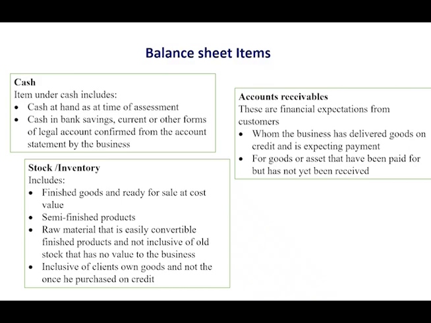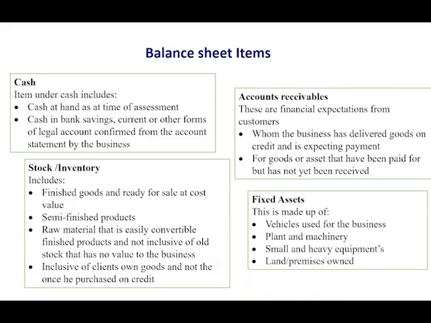Stock or inventory includes finished goods ready for sale at cost value, semi-finished products, and raw material that is easily convertible to finished products, and not inclusive of old stock that has no value to the business. It is inclusive of the client's own goods and not the ones he purchased on credit. Fixed assets are made up of vehicles used for the business, plant and machinery, small and heavy equipment, and land or premises owned.